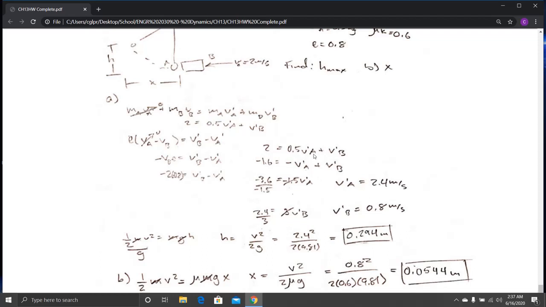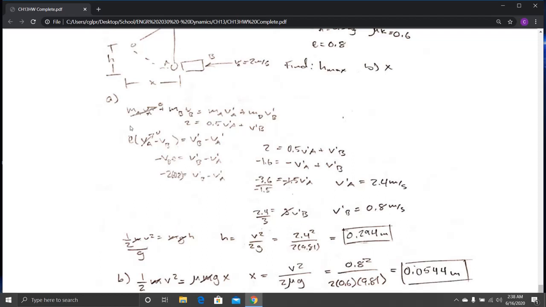At first, I'm multiplying this by 2 and subtracting. Oh no, I'm just subtracting it. I'm not multiplying it by 2. So I'm just subtracting and isolating for the velocity of the ball after impact. Get 2.4 meters per second. I do the same thing this time by multiplying by 2 and adding to then isolate and find the velocity of the block after impact.